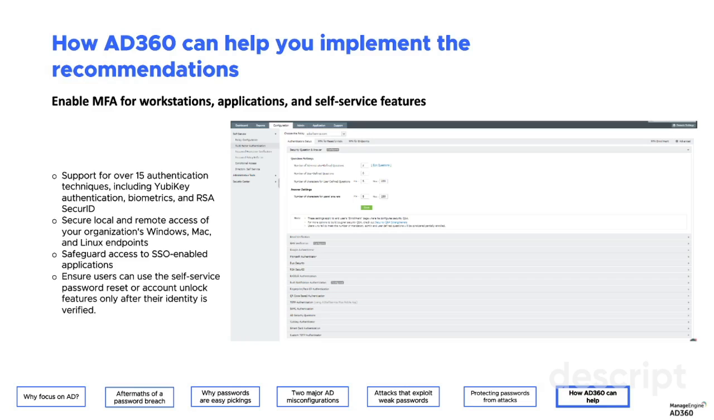Nothing better than that. A possession factor is always better than a knowledge factor, because users tend to forget, they tend to write it down, they tend to make mistakes if it's a knowledge factor. But it's a possession factor. Unless it's stolen, it's difficult to crack through it. So look for options for your MFA and see if it's flexible.